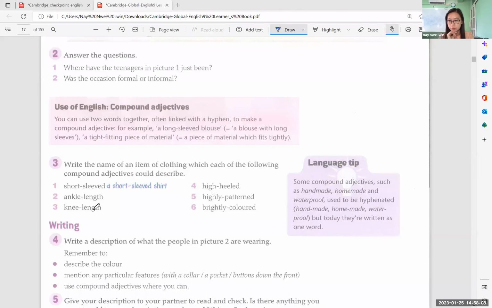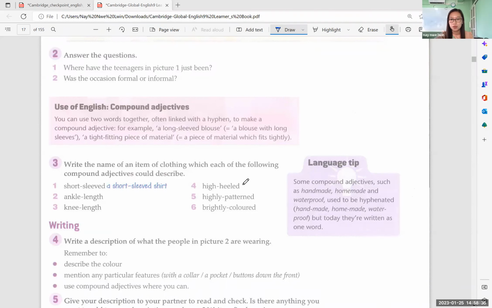Ankle length gowns, right? And knee length. So as Connor said, knee length shorts and knee length skirt. Yes, knee length skirts and knee length dress. Yes. Right? And how about high heel? Shoes. Yes, the only words, right?